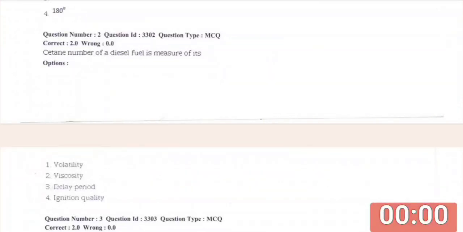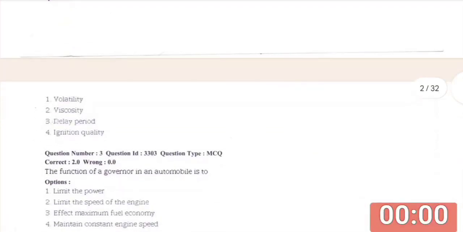Now let's move to question 3. Third question is, the function of governor in an automobile is to: option 1, limit the power; option 2, limit the speed of the engine; option 3, effect maximum fuel economy; option 4, maintain constant engine speed. Answer is option 4, maintain constant engine speed.